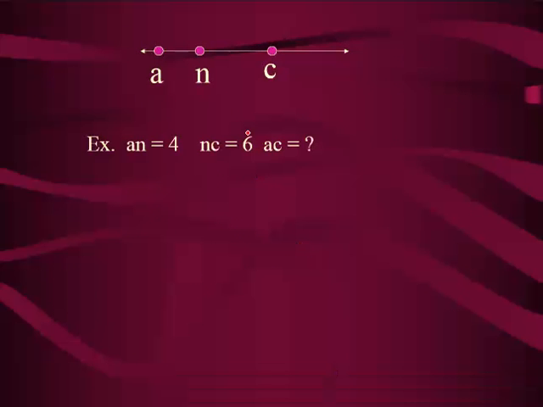Okay, so let's say that AN is 4 and NC is 6. And what would be the length of AC? Well, according to our statement on the previous slide, we should be able to add the two values together to get the whole thing. We add the parts to get the whole.